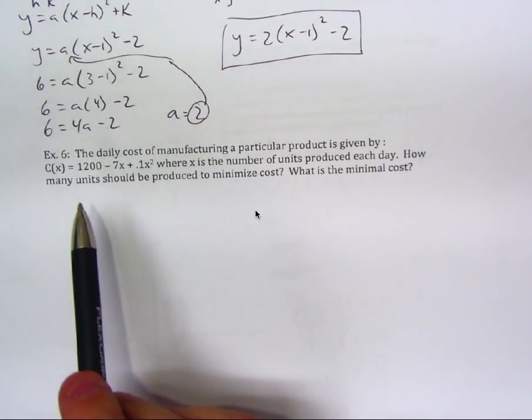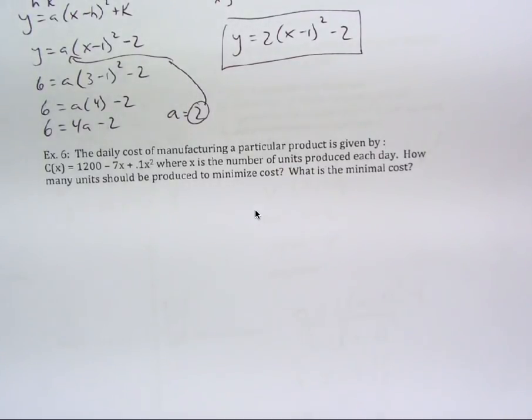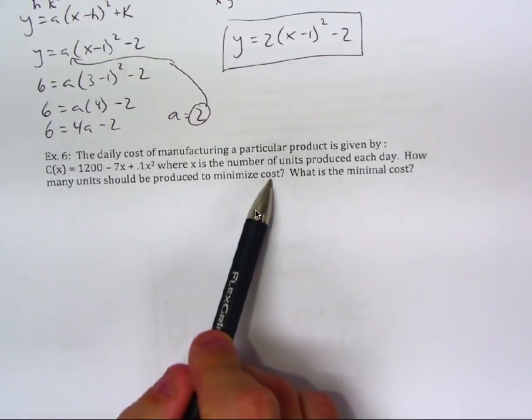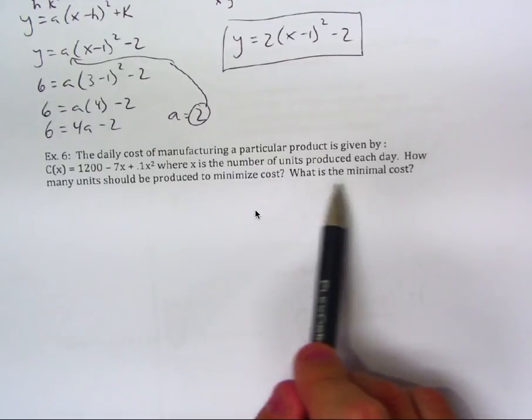All right, let's say you're making hats. If you make 10 hats, it's going to cost you a certain amount. If you make 30 hats, it's going to cost you a different amount. How many units should be produced to minimize cost? What is the minimal cost?